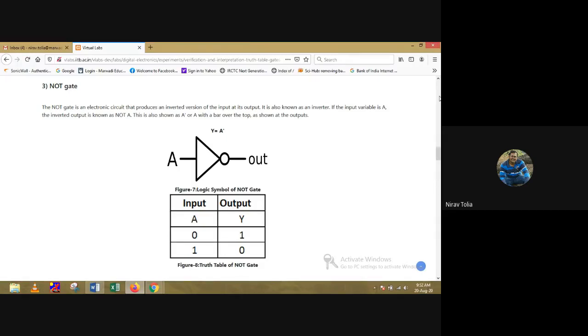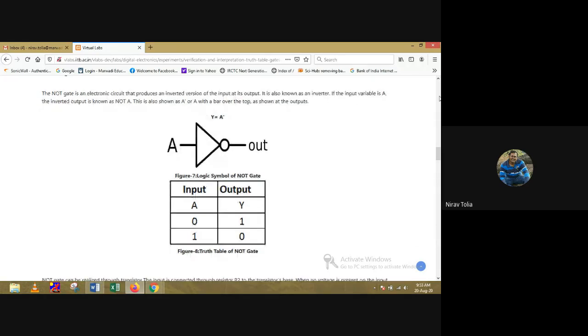So this is the case in a NOT gate. You can see the truth table. We have only one input, so we have only two possibilities of input. Either it will be 0 or it will be 1. Once you give input 0, it will give you the output 1, and once your input is 1, your output will be 0.